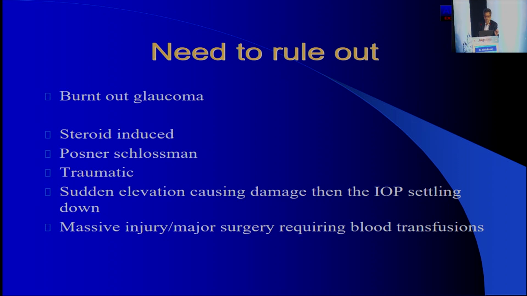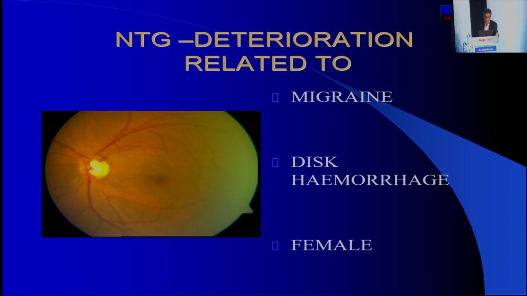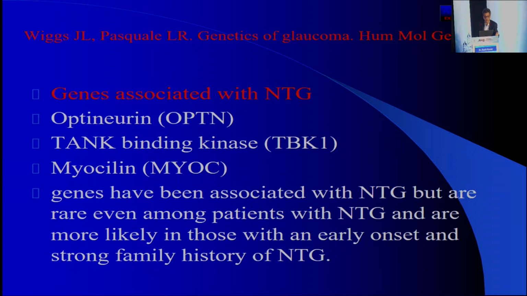Very, very important. So many of the patients have had a one-time event and then they are being treated for ages. Steroid-induced, Posner-Schlossman, traumatic, sudden elevation, massive injury, major surgery. All these cases can give this. Some people after CABG, after bypass surgery, I've seen getting these kinds of things and then they are stable for ages. The deterioration is not related to age, hypertension and diabetes or family history, but it is related to migraine, disc hemorrhage and being female.